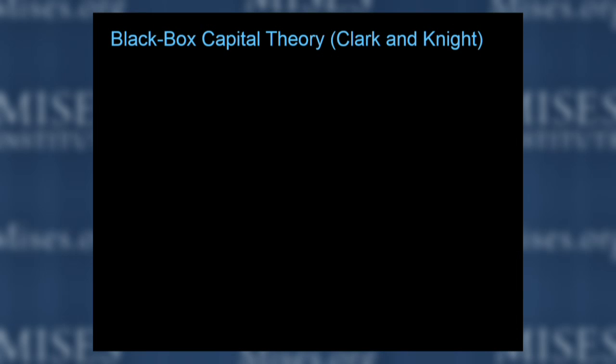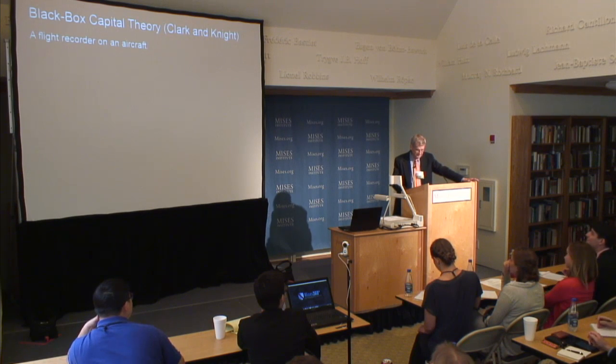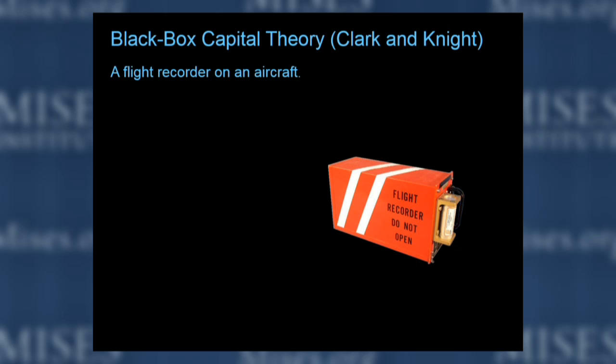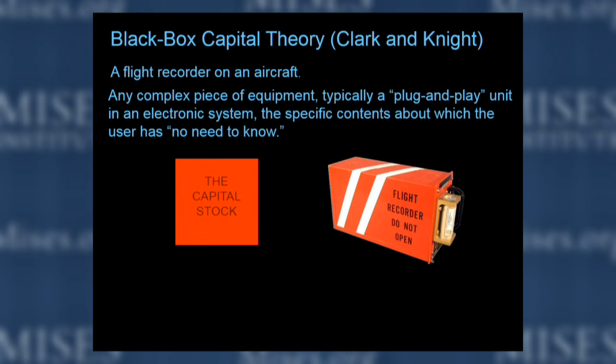Now, let's look at what I call black box capital theory. Does anybody know what color the black box is? Orange. Okay. There's our black box. Flight recorder. It says do not open. So, any complex piece of equipment, typically a plug-and-play unit in an electronic system, the specific contents about which the user has no need to know. That's what that means. And so what we get here is the capital stock, and it's treated in Chicago economics as the black box, okay? That the stuff is in there, and I need to add, do not open, okay? Because you can't be quite sure how that works.